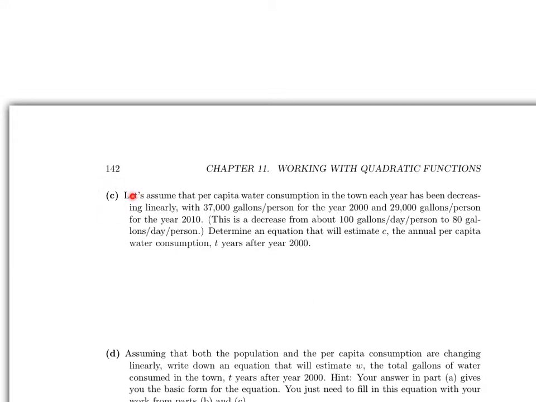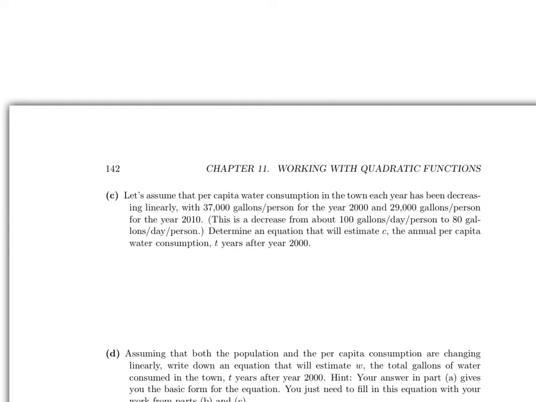Okay, now let's have a look at part C. Let's assume that per capita water consumption, and again remember, per capita means per person. Let's assume per capita water consumption in the town each year has been decreasing linearly, with 37,000 gallons per person for the year 2000 and 29,000 gallons per person for the year 2010. Now those are annual numbers.